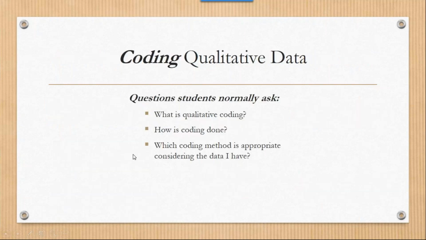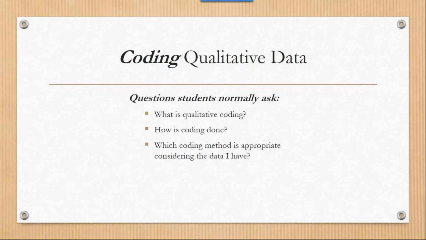So the next one is the coding. The question students ask me is, what is qualitative coding? And I always tell them that it's just summarizing your data, right? It's very different from an ordinary summary because you want people to trust what you summarize. So what do you have to do? You have to do it in a systematic process.